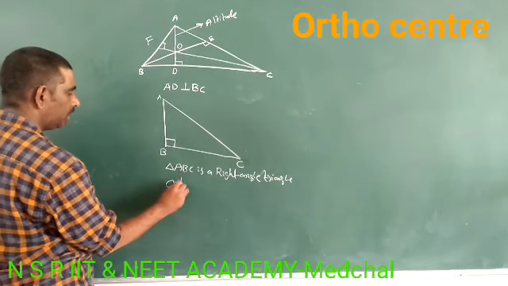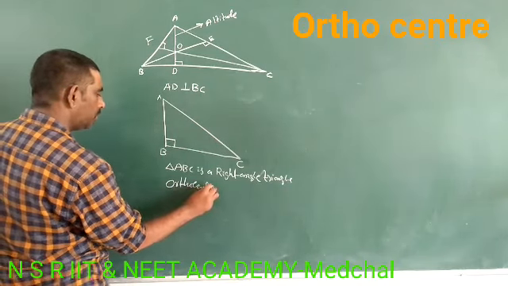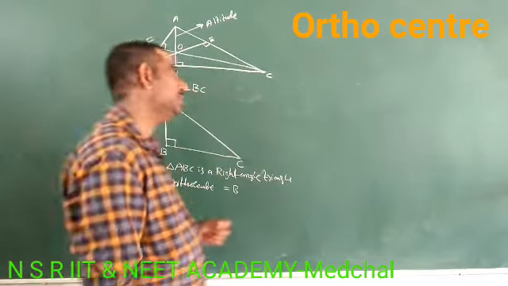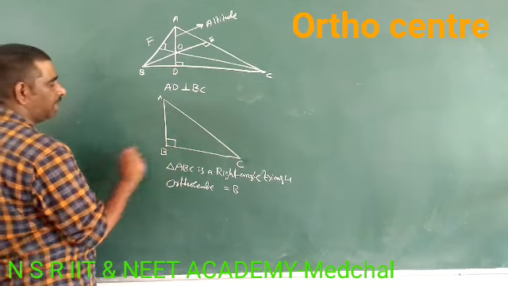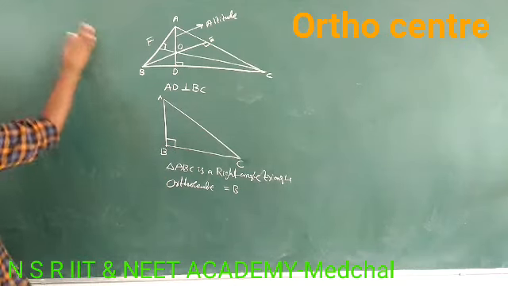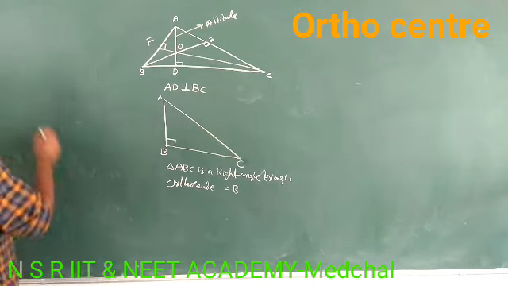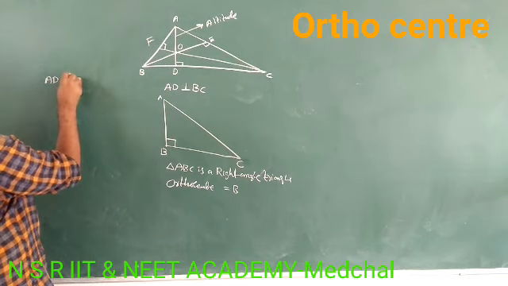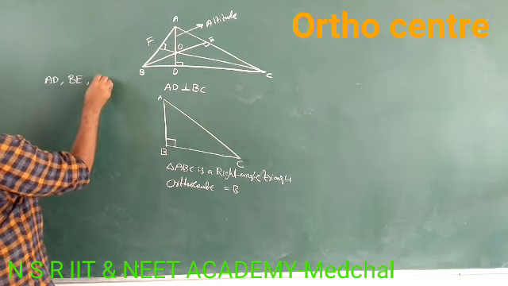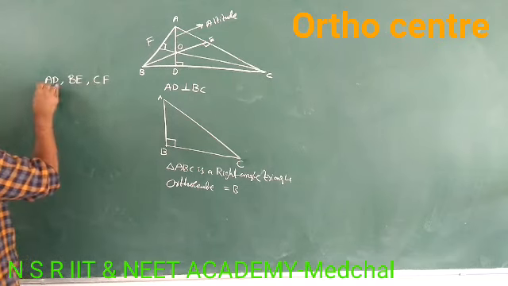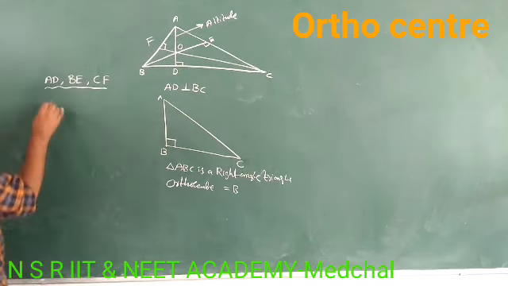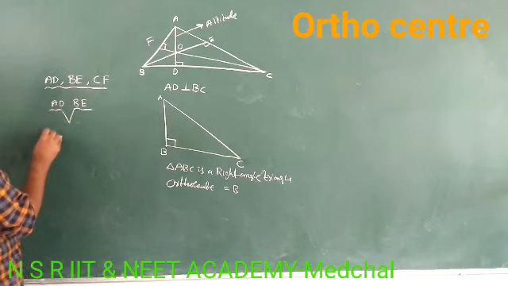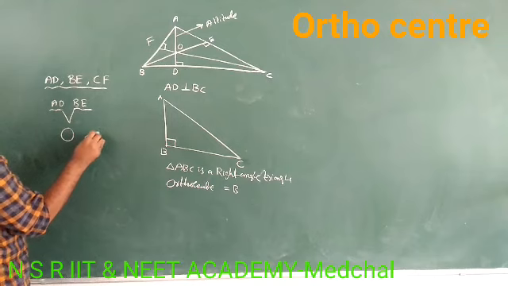Directly, orthocenter is equal to B. So in a right angle triangle, the orthocenter is at the right angle of the triangle. How to find the orthocenter? We find any two altitudes. Here we have three altitudes, AD, BE and CF. Out of these three altitudes, we can find any two altitudes and simplify them, and we get the orthocenter.